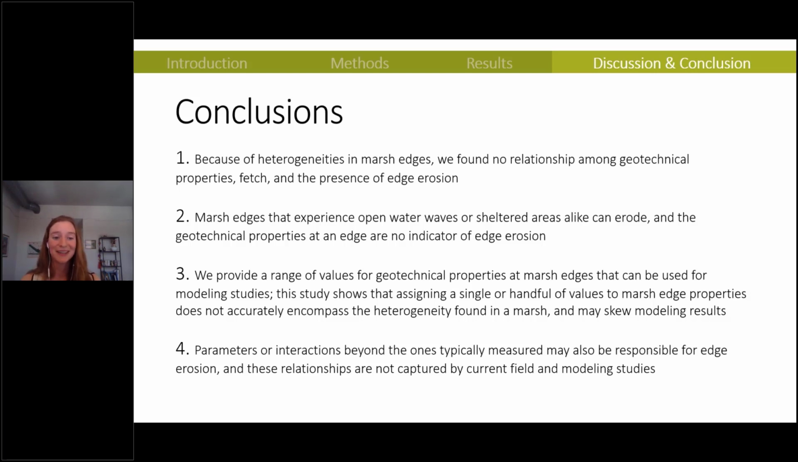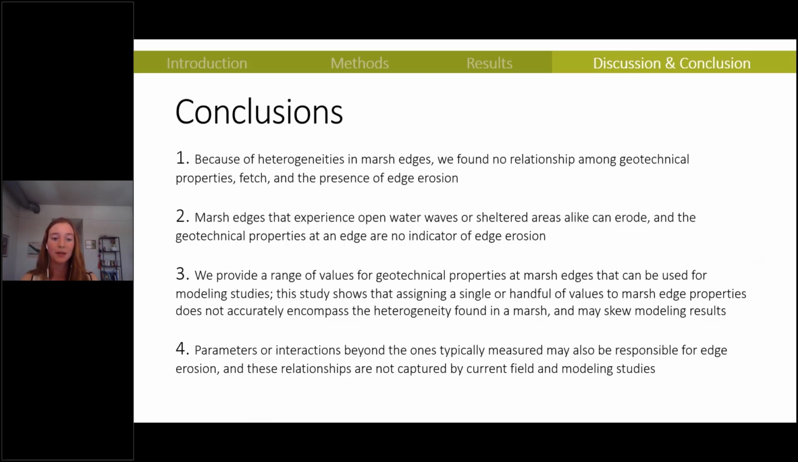The one helpful thing about a study where we took so many samples at so many sites is that we provide a range of values for geotechnical properties at marsh edges that can be used for modeling studies. The study also shows that assigning a single or handful of values to marsh edge properties does not accurately encompass the heterogeneity found in a marsh and may skew modeling results. So most modeling studies can say, oh, the organic content is around 10 to 15%, so we'll constrain it there and see what happens. But this really shows that each site that we visited is so incredibly different. And even within a site, the variability is huge.